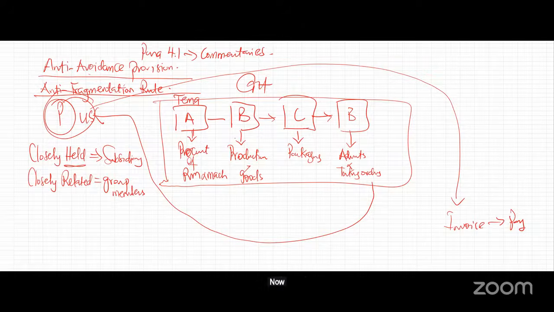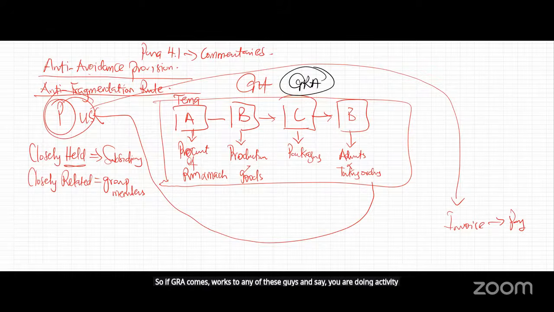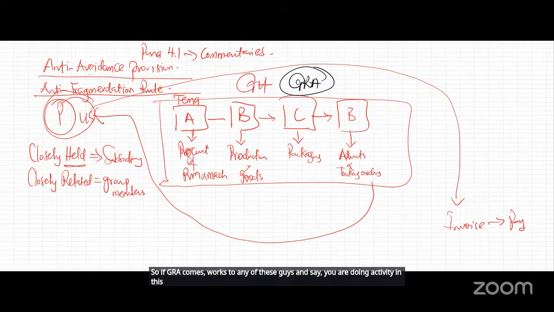Now, if you come to Ghana, were they generating any income in Ghana? No. So they're not generating any income. So if GRA walks to any of these guys and says you are doing this activity, this transaction, let's say this is a UK company, because without a DTA, anything they are doing will be taxable.